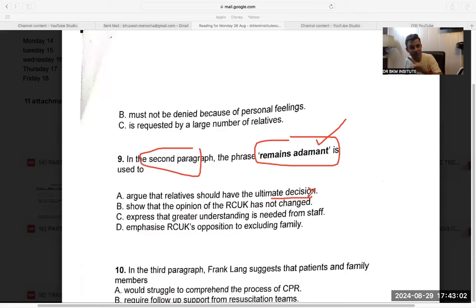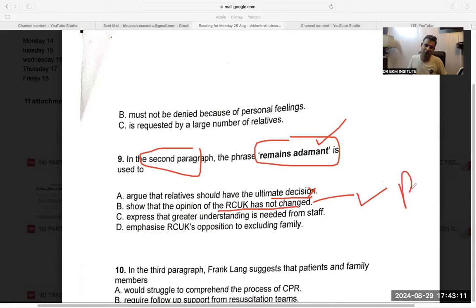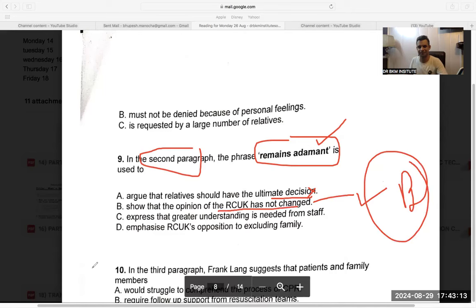No, RCUK was saying that relatives should be present. Show that the opinion has not changed. Yes, the opinion of RCUK has not changed. That is why they are adamant. This can be done easily as well. So the answer is B.